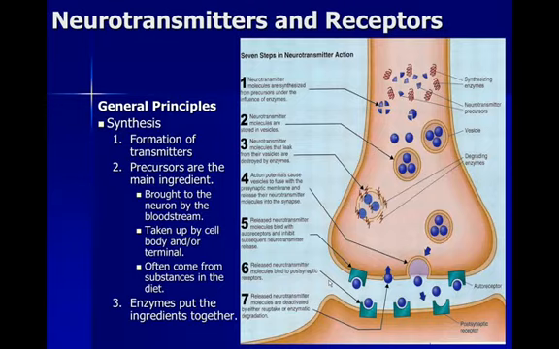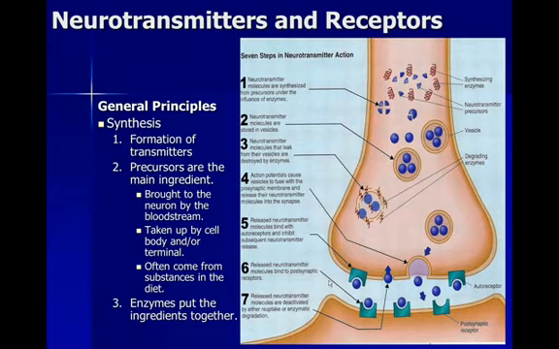So, in terms of neurotransmitters and their release, there are these 7 steps we've already talked about. Again, this is a separate review of the same figure we had just a moment ago. We have the synthesis of neurotransmitters, in which the neurotransmitters are formed or put together. There are precursors that are the main ingredient of those. They're brought to the neuron by the bloodstream. They're taken up by the cell body or the terminal buttons, and often come from substances in our diet.